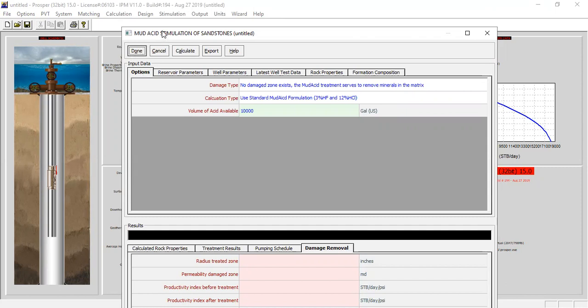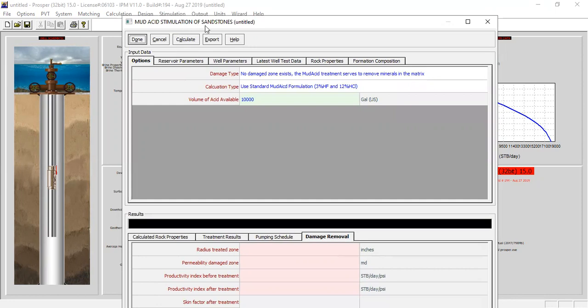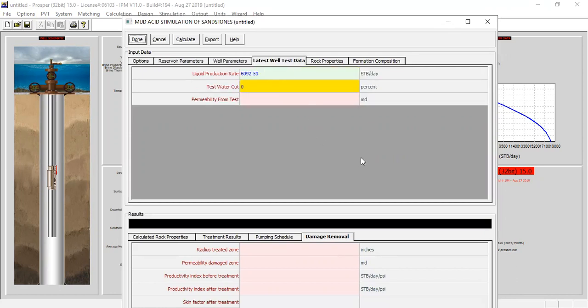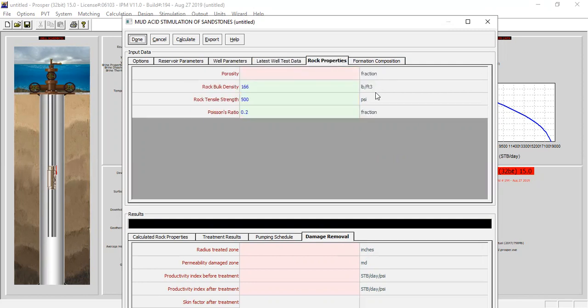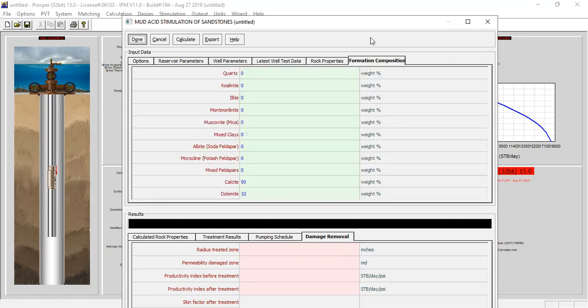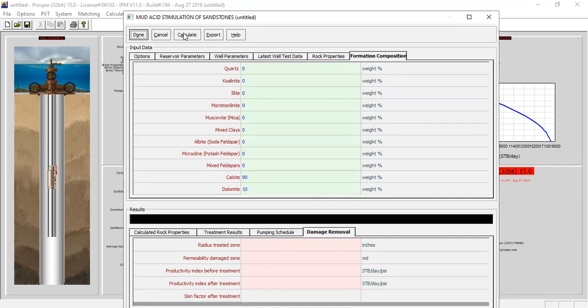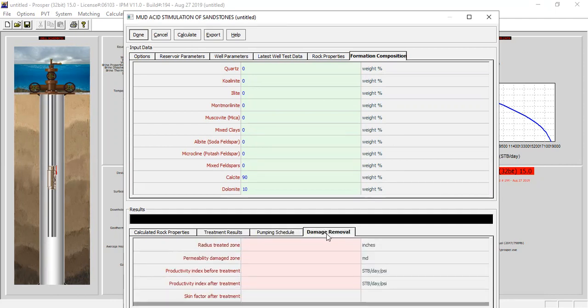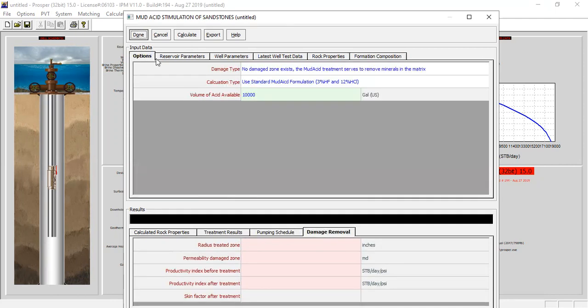All right, so here we have the wizard, matte acid stimulation of sandstones. Input data, we have options: reservoir parameters, well parameters, latest well test data, rock properties, formation composition. And after we perform the calculation by pressing this calculate button, we will get calculated rock properties, the recommended treatment results, pumping schedule, and damage removal. All right, interesting. So you can follow me for the input data, damage type.